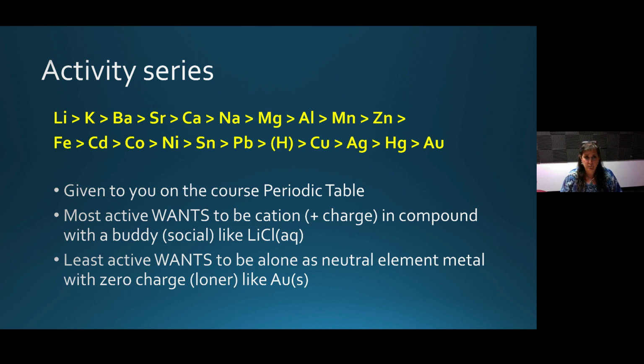Lithium wants to be part of a compound, so it has a friend. Hates being alone. Now on the other end we have gold. Gold actually likes to be alone. It would just as soon sit home and read a book by himself. So gold likes to be alone, not in a compound. And then there's everything in between. So the closer you are to lithium, the more you need a friend and should be bonded in a compound. The closer you are to gold, the more likely you are to be left alone by yourself.